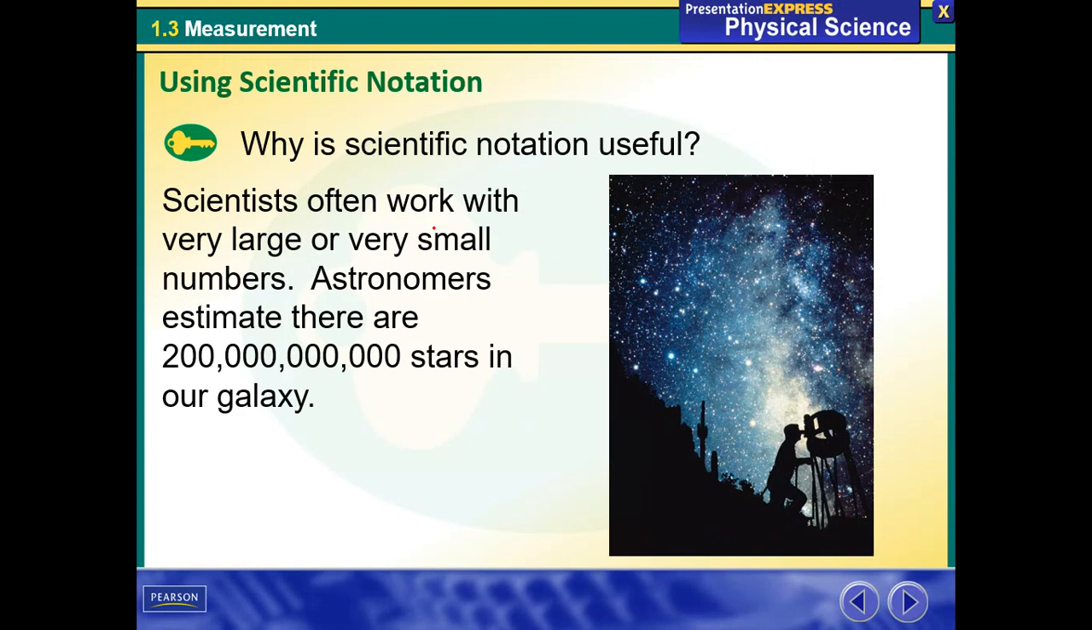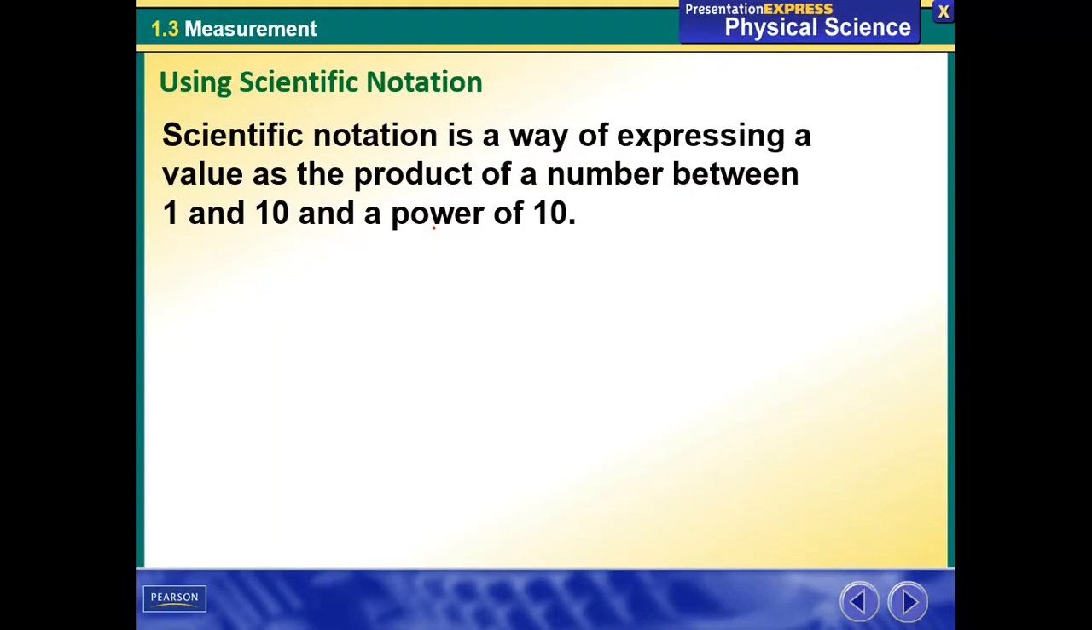Scientists often work with very large numbers or very small numbers. For example, astronomers estimate that there are about 200 trillion stars in our galaxy, and that is a very, very large number. What scientific notation is useful for is putting that number in a way that we're able to better understand or express it.